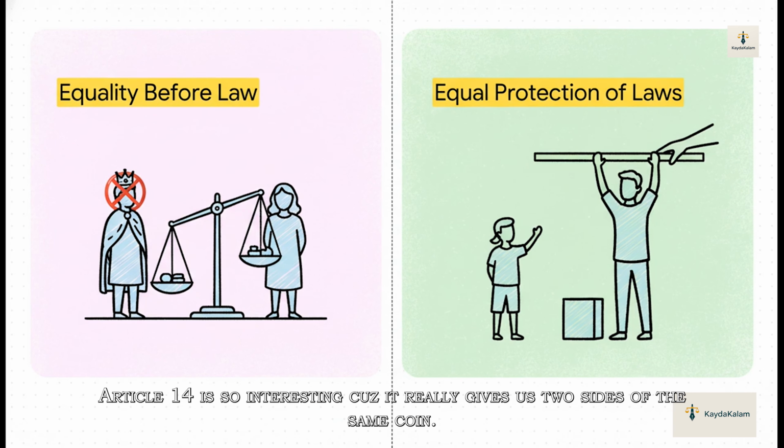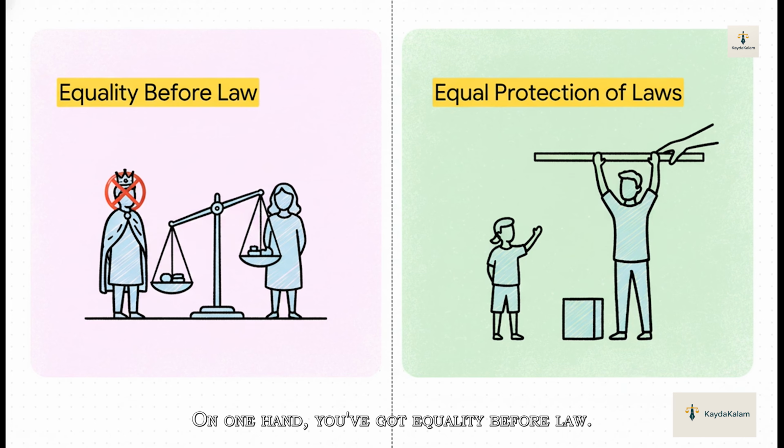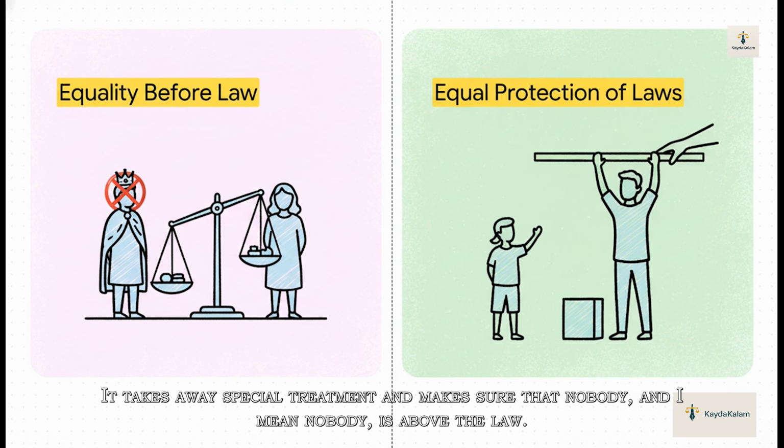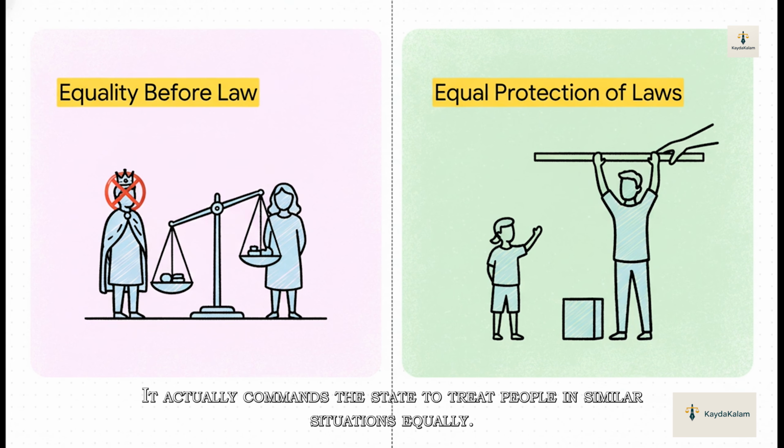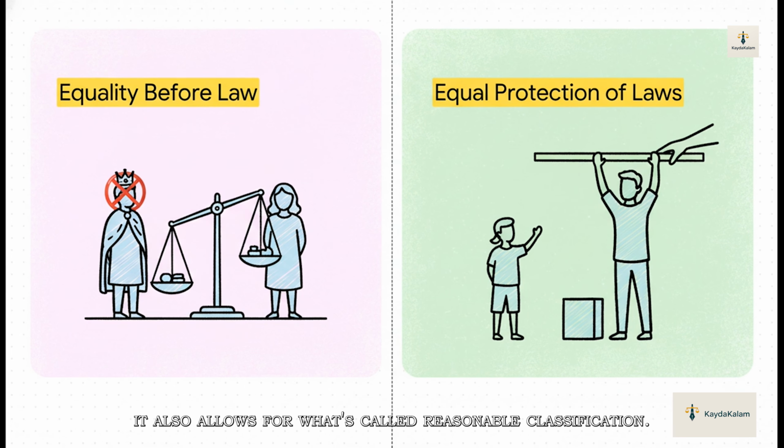Article 14 is so interesting because it really gives us two sides of the same coin. On one hand, you've got equality before law. Think of this as a negative idea. It takes away special treatment and makes sure that nobody, and I mean nobody, is above the law. Then you have equal protection of laws. This is a positive concept. It actually commands the state to treat people in similar situations equally. But, and this is key, it also allows for what's called reasonable classification.